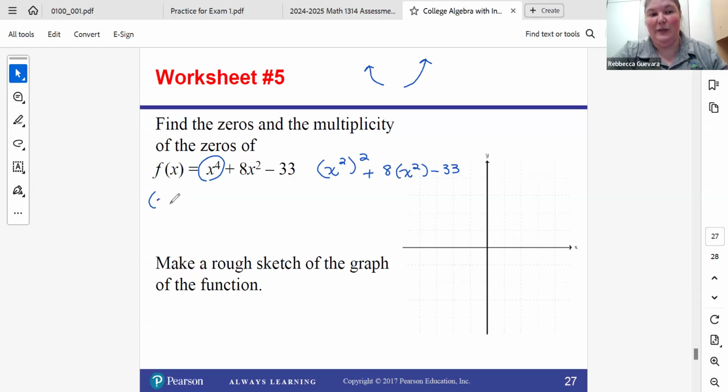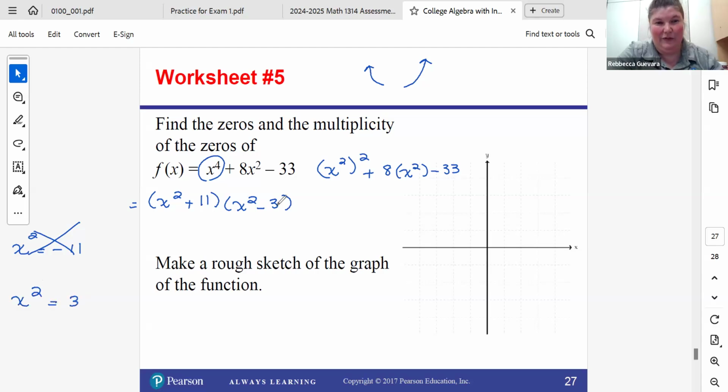If we were to factor this, we would have x squared plus 11, sorry, and then x squared minus 3. So what my zeros would actually end up being is that I have two choices. Here, x squared equals negative 11, so we don't actually have any zeros there. The other one is x squared equals 3 for that to be a 0. That means x would have to be plus or minus the square root of 3.